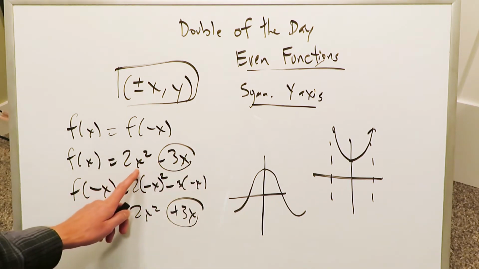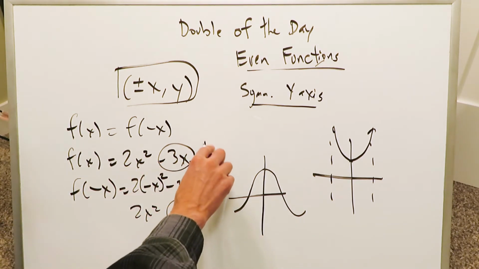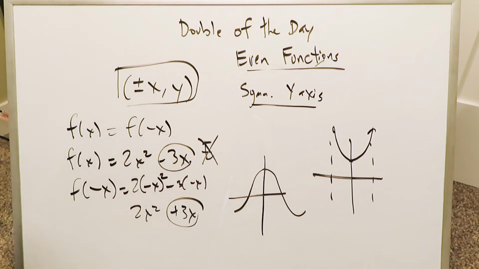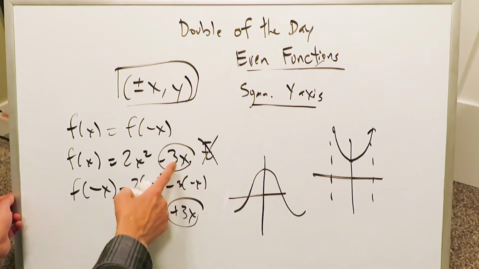So f of x equals 2x squared minus 3x is not an even function. It will be something else. It could either be an odd function, highly unlikely, but it could be a neither.